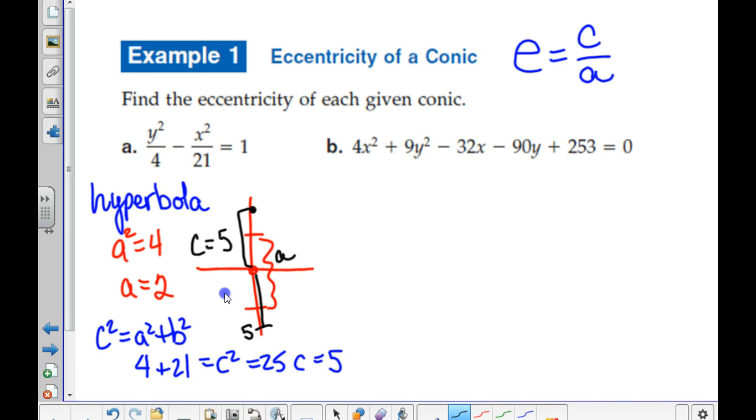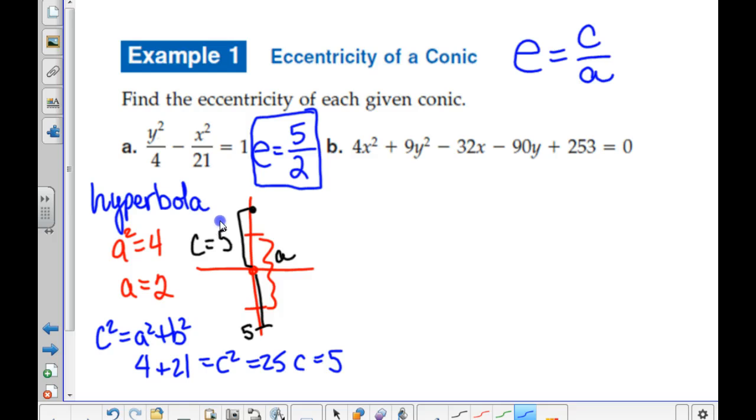All right, so what's the eccentricity? E is just 5 for C over A, which was 2. That's like 2.5, right? So what does that tell us? Does that make it a hyperbola? It's greater than 1, right? So it checks.